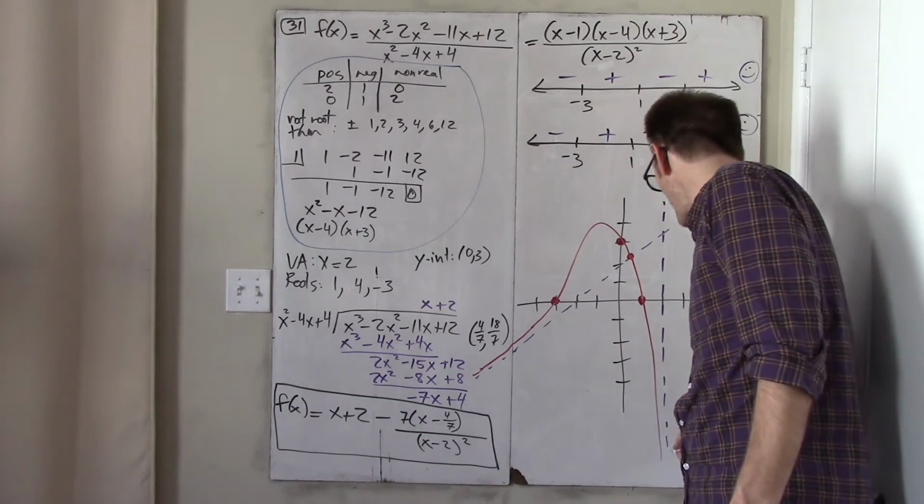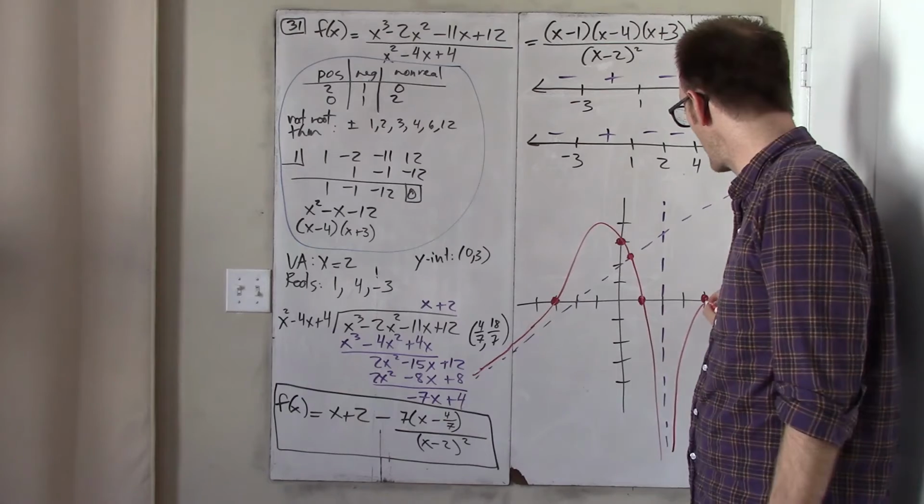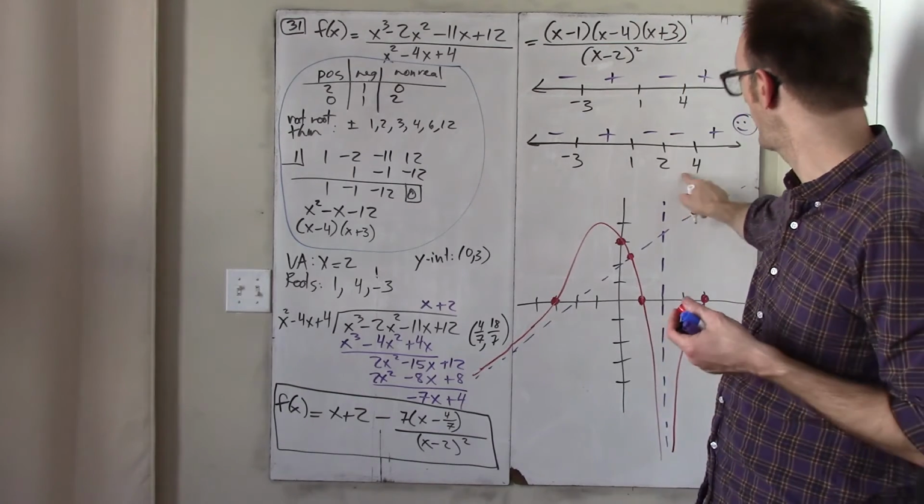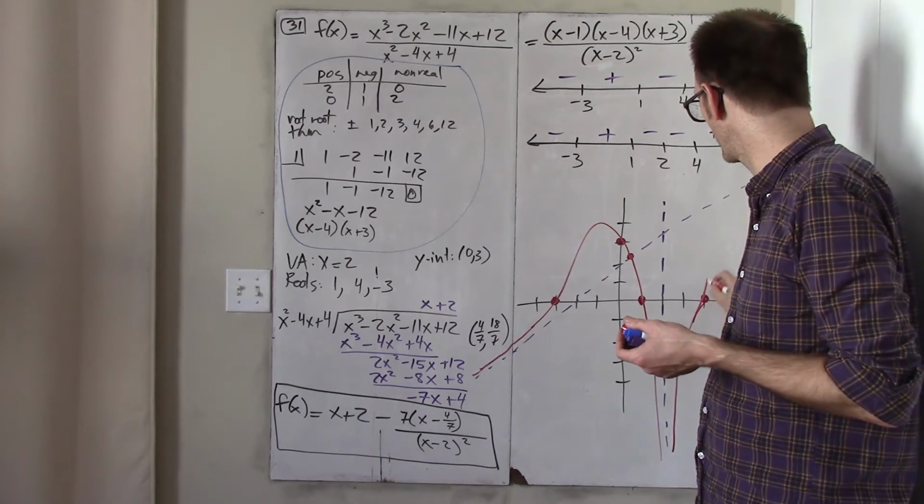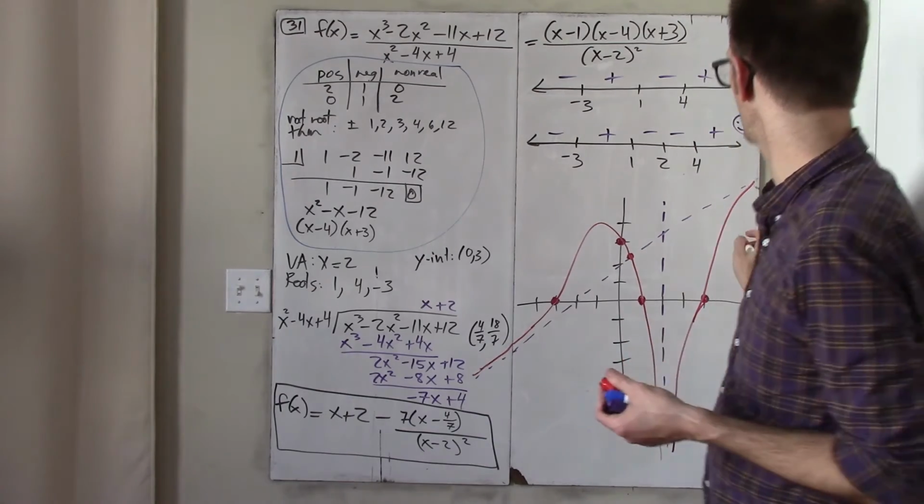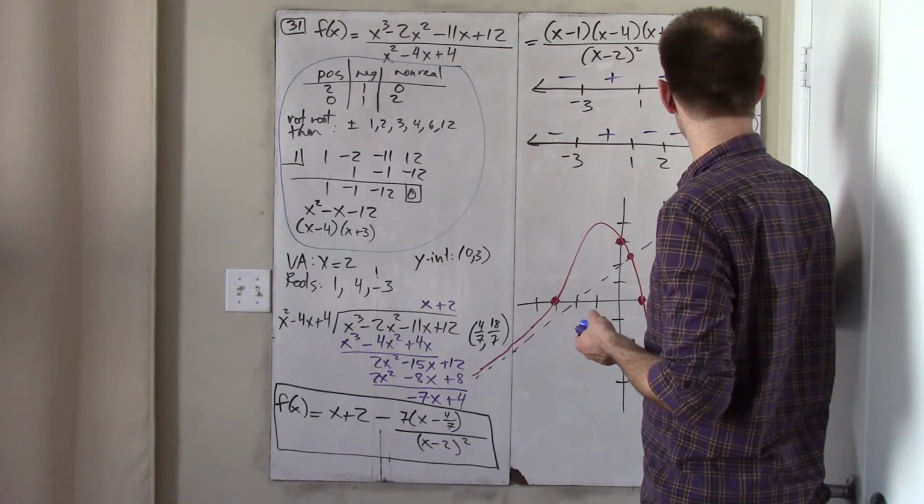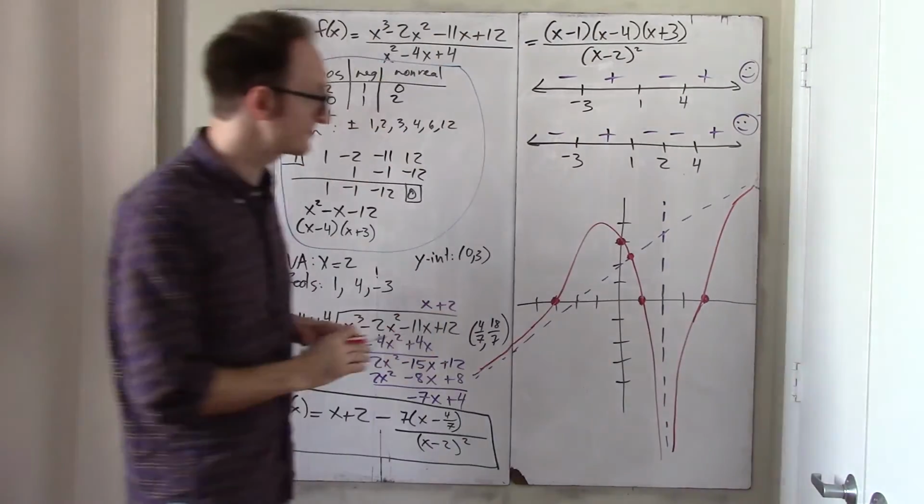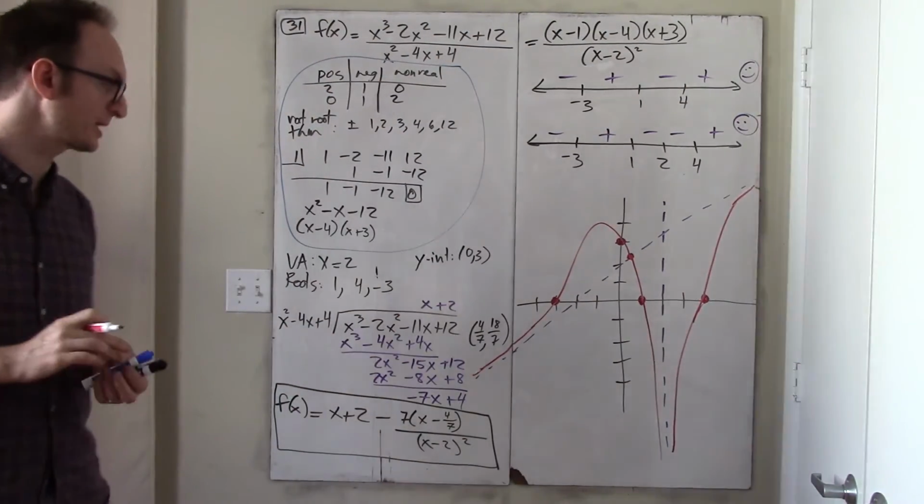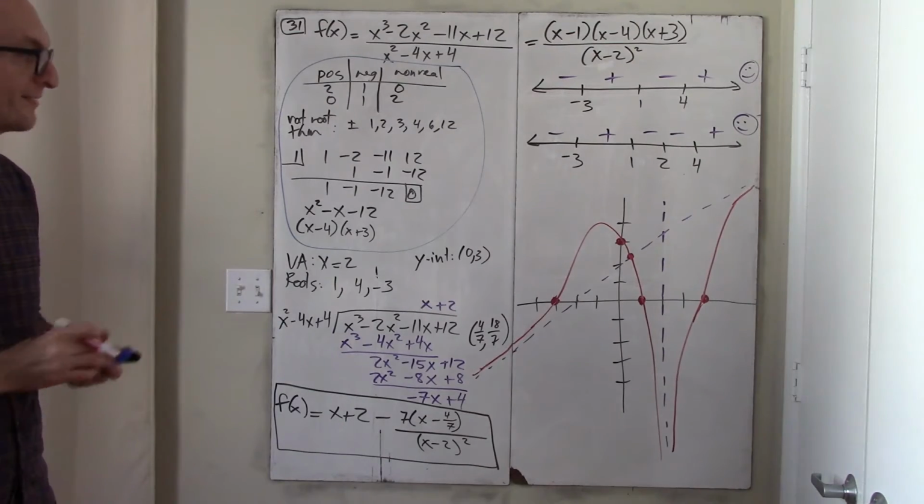So I'm still negative huge, and I stay negative all the way until 4, and thereafter my function is positive. In reality it'll probably take a lot longer for this function to get back up to rejoining that asymptote, but that is the big picture.